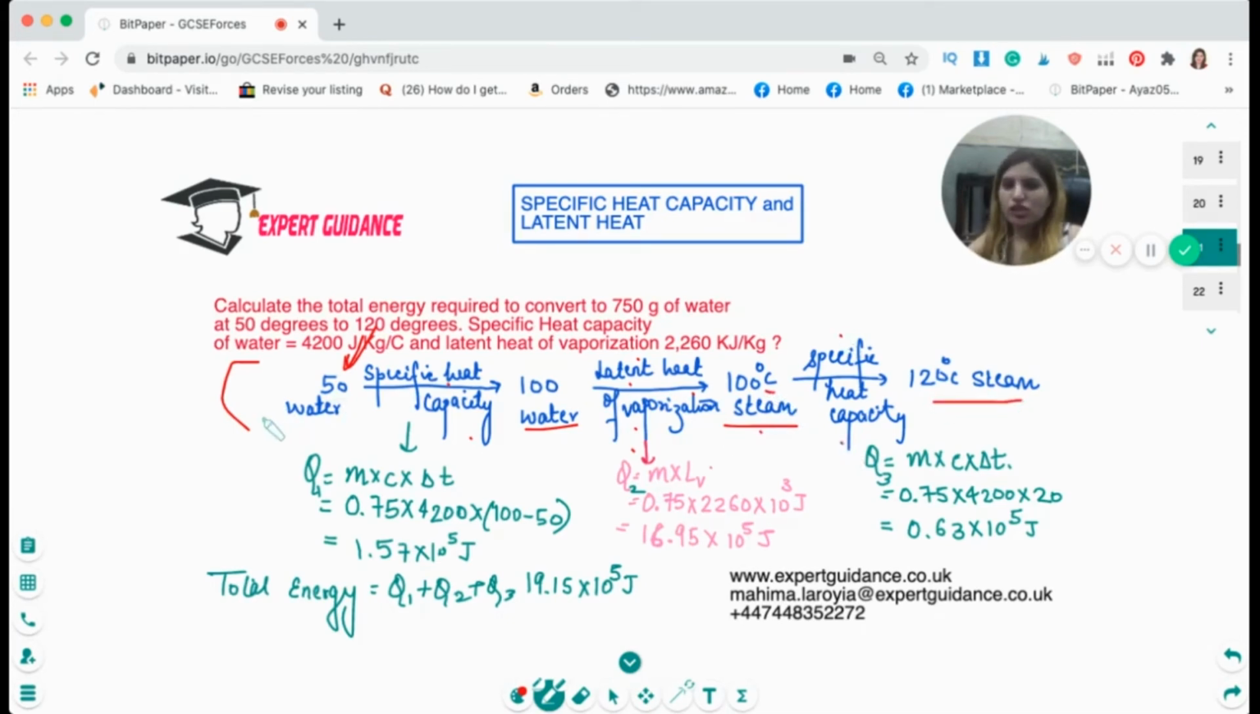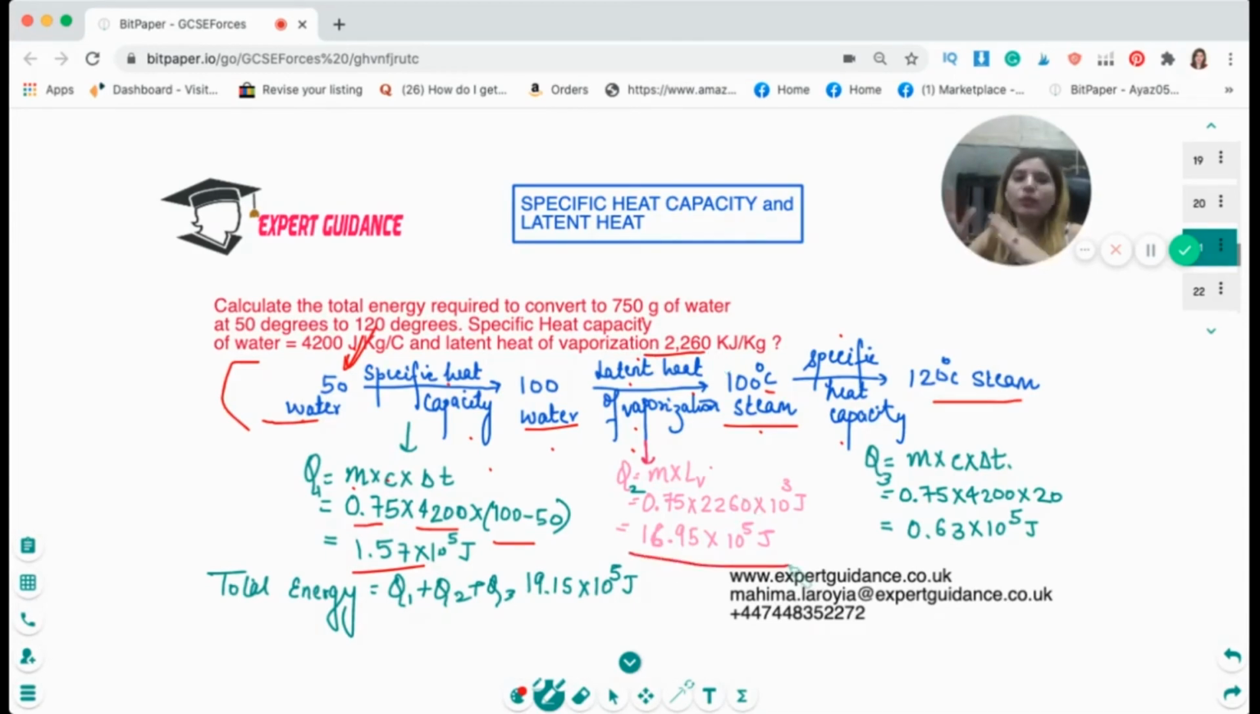So to raise the temperature from 50 degree water to 100 degree water, we'll use mcΔT. My mass is 0.75, specific heat capacity is 4200, temperature change is 50. So the first heat that is required is 1.57 times 10 power 5 joules. To convert 100 degree water to 100 degree steam, it is mass times the latent heat of vaporization, which is 0.75 times 2260 times 10 power 3 joules, which is 16.95 times 10 power 5 joules.